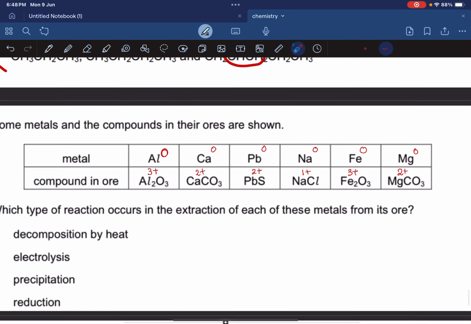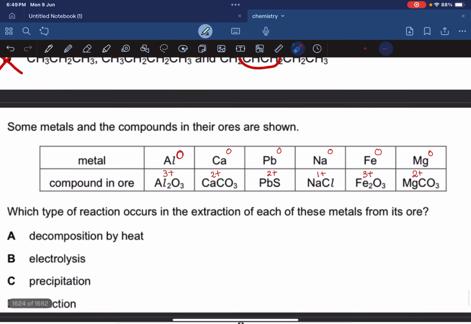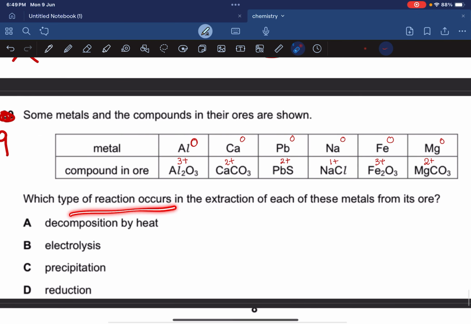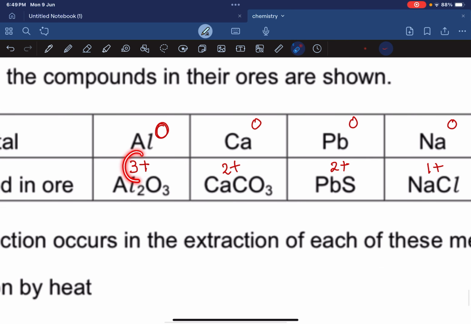So over here in the ore, the oxidation number is 3 plus. When it goes into a metal, the oxidation number basically decreases. It decreases because we're talking about what type of reaction occurs when extracting each of these metals from its ore. So in the ore it has 3 plus, and when it's aluminum it's 0. So what's happening over here?